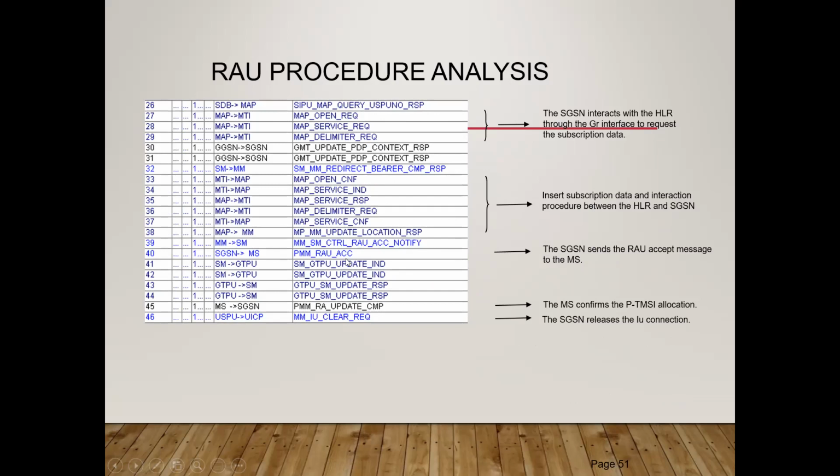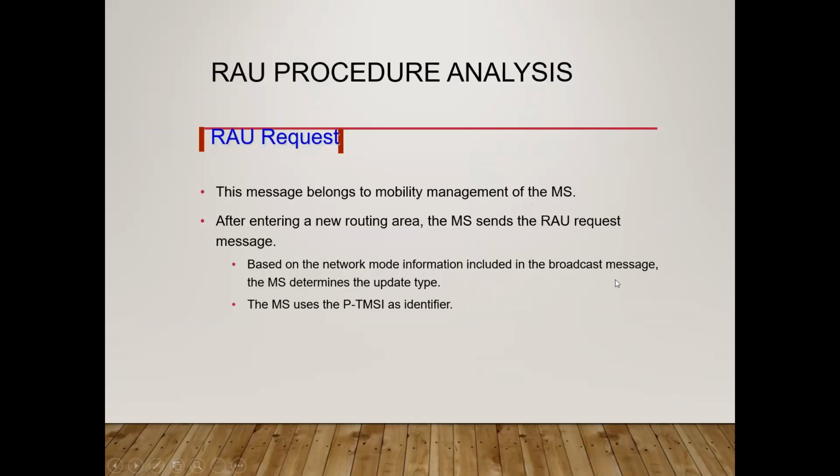Then the routing area update accept message. Okay, and then the MSISDN has changed the PTMSI, so it will confirm that the PTMSI allocation has been updated, and your Iu connection has been released. So let's have a look into the message details.